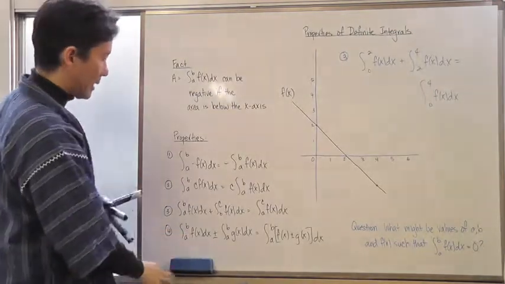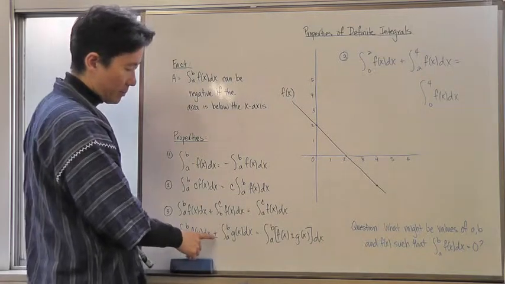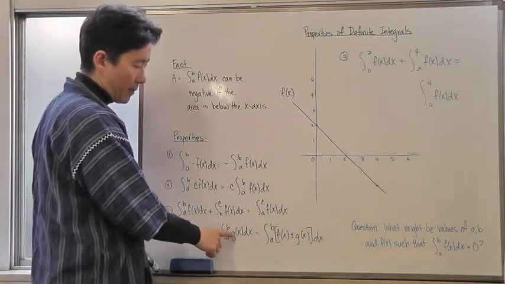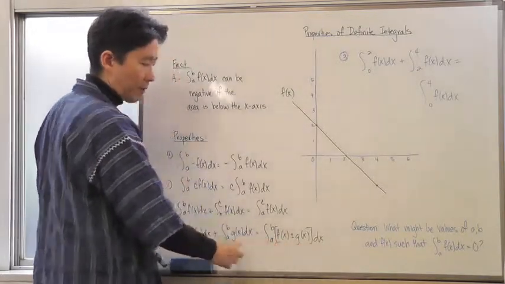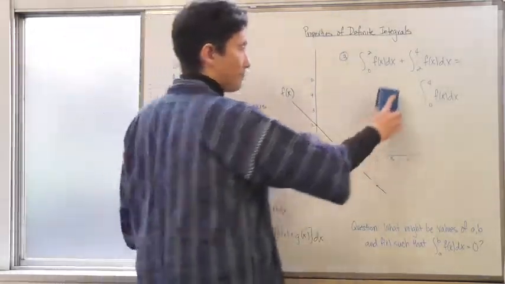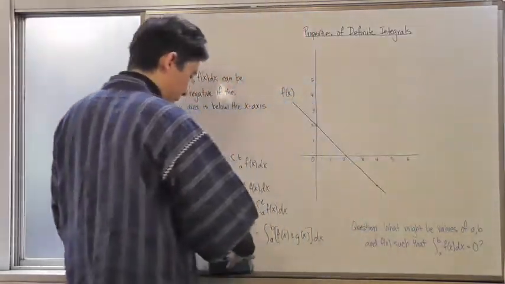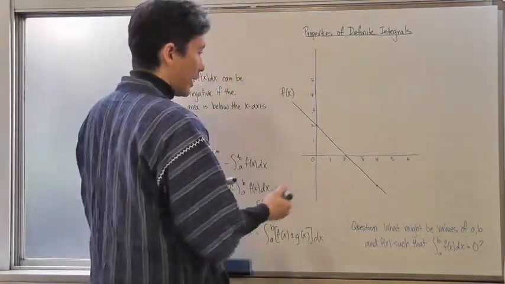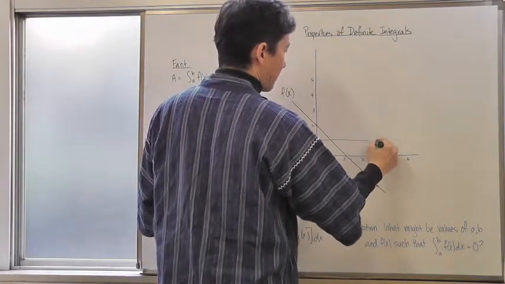Okay, so let's take a look at the last one then. The last one says if you have the integral from a to b of f of x dx plus or minus the integral from a to b of g of x dx, then you can actually add the functions first before actually integrating. So let's take a very simple example here, and let's say that our second function, g of x, is this.